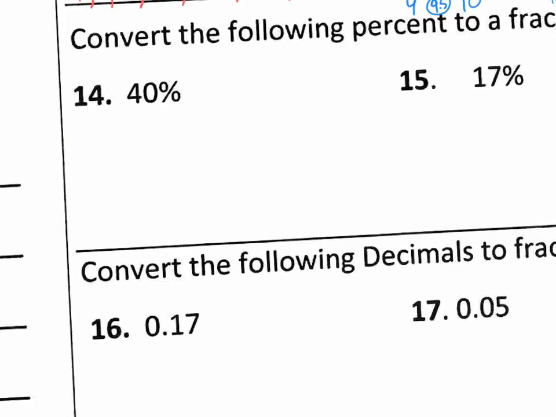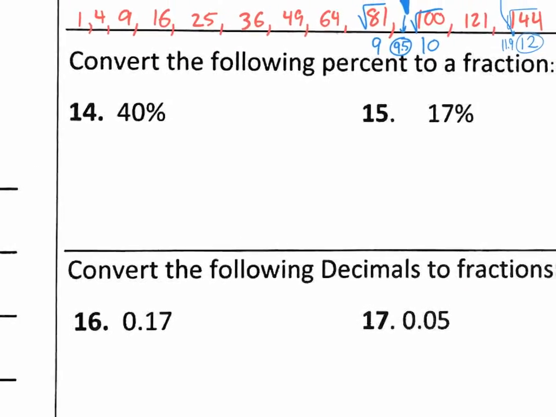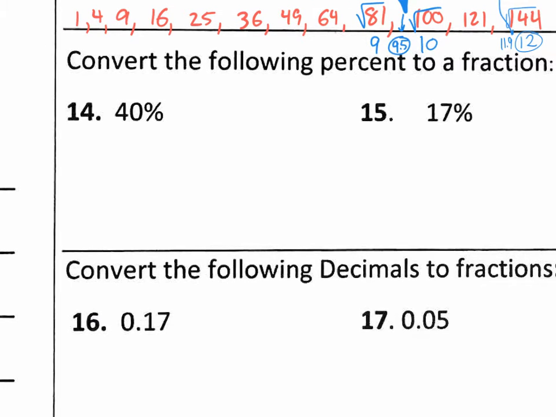Converting percents to fractions, those are easy. Free points. What do I mean by percents to fractions? You see, percent means per 100. The root word cent means 100. There's 100 cents in a dollar. There's 100 years in a century, right? The word cent means 100. So percent means per 100. So 40% is really 40 per 100. And that's it. That's your answer.